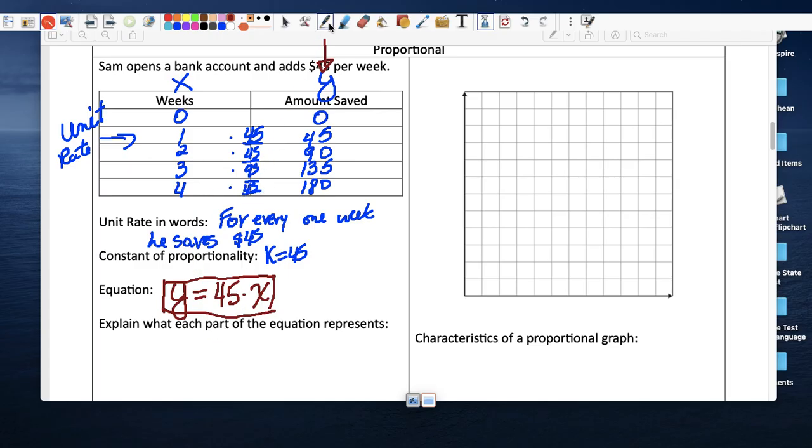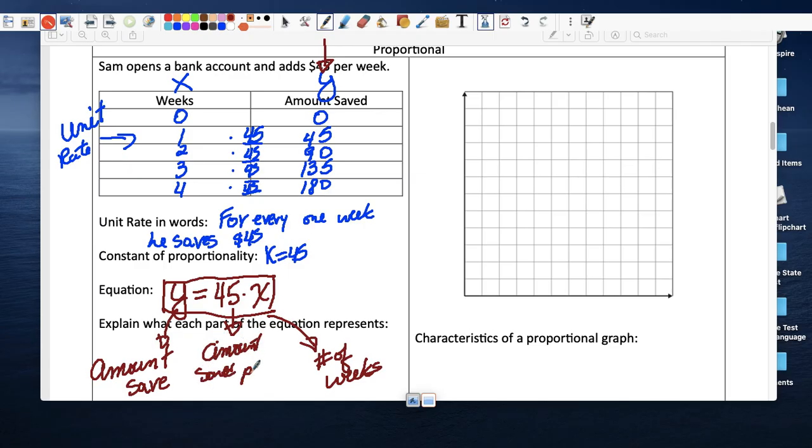Explain what each part of the equation represents. Well, Y represents the amount saved. We could have used the letter A for amount saved. X represents the number of weeks. What does 45 represent? $45 represents the amount saved per week, right? It's $45 per week. That's what 45 represents. It's also known as the unit rate, also known as the constant of proportionality. Let's do a graph.